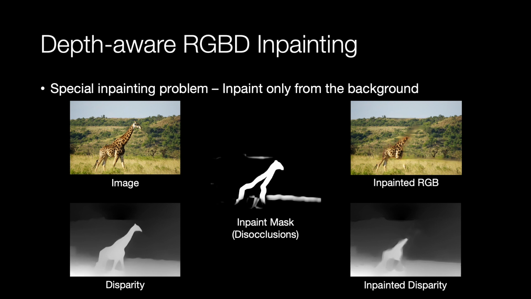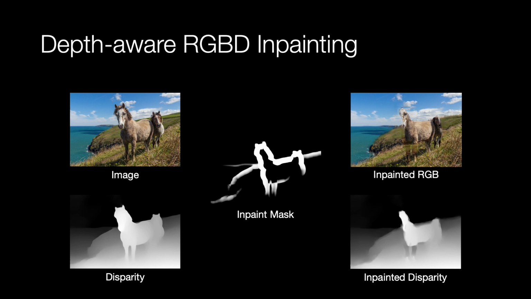This is a particular inpainting problem in which we want the inpainting network to borrow information from background regions, such as the vegetation in this example, but not from foreground objects, like the giraffe. To achieve this, we propose specialized depth-aware training techniques. Here's another sample result of background RGBD inpainting. Notice how the inpainted region mainly extends the background rather than the horse in the foreground.